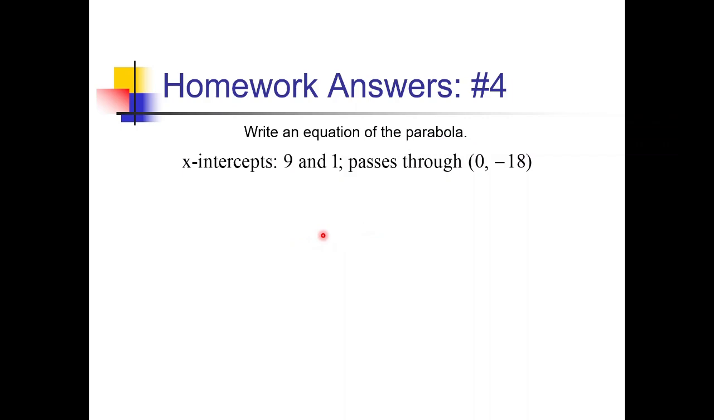For this problem, we want the equation of a parabola with x-intercepts 9 and 1 that goes through 0 comma negative 18. So they've actually given us the y-intercept as well, but we can't use that alone to come up with the equation. So let me use intercept form since I have those. That's y equals a times x minus p, x minus q. So I'm going to substitute 9 and 1 for p and q.